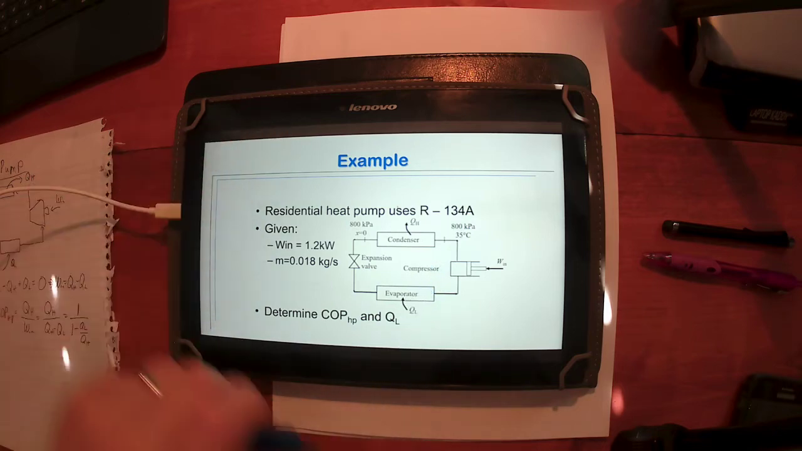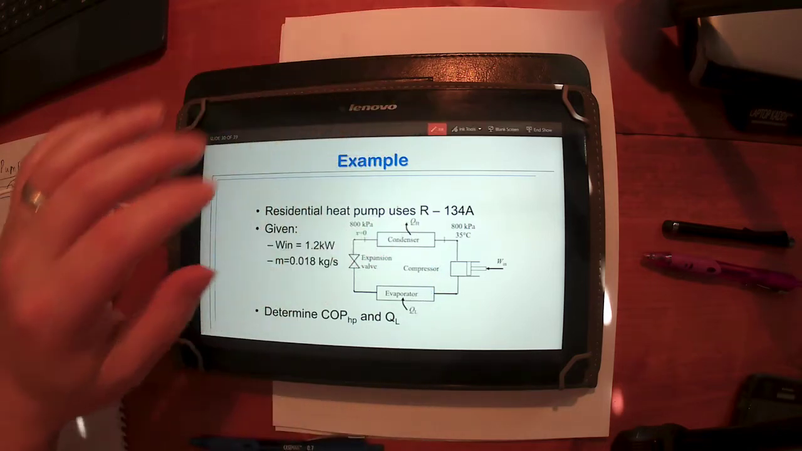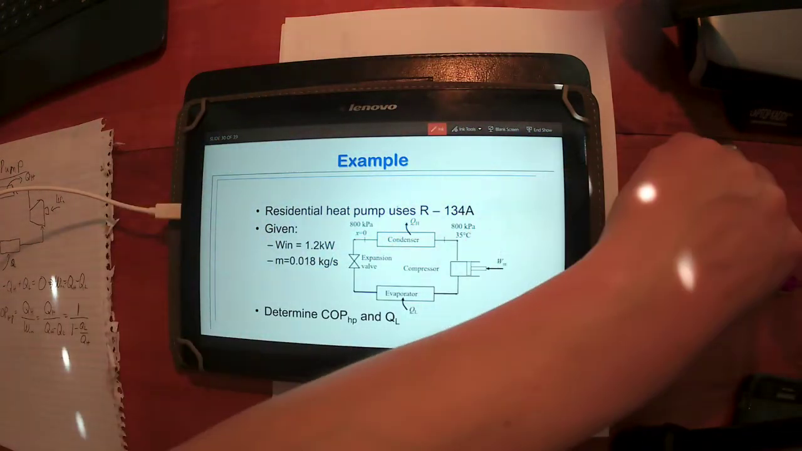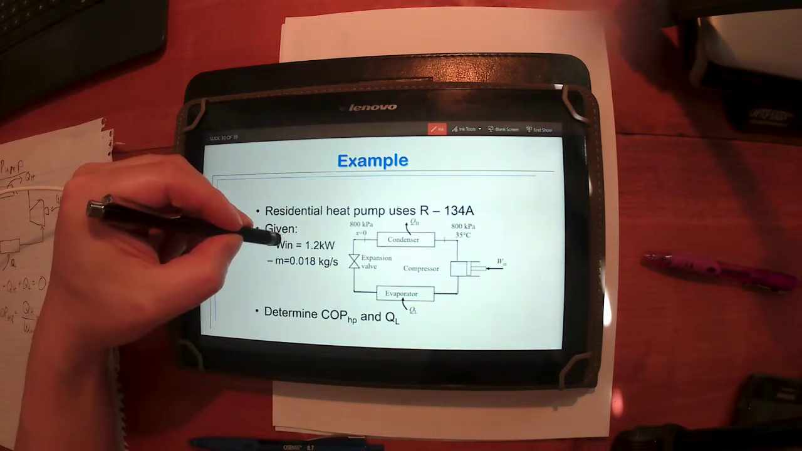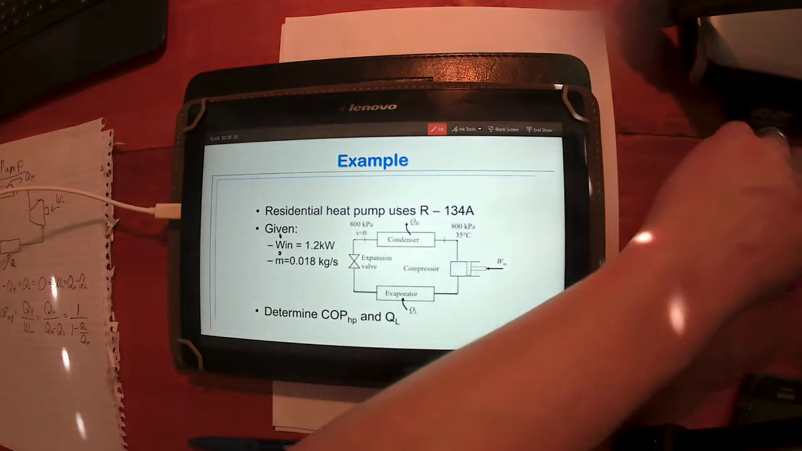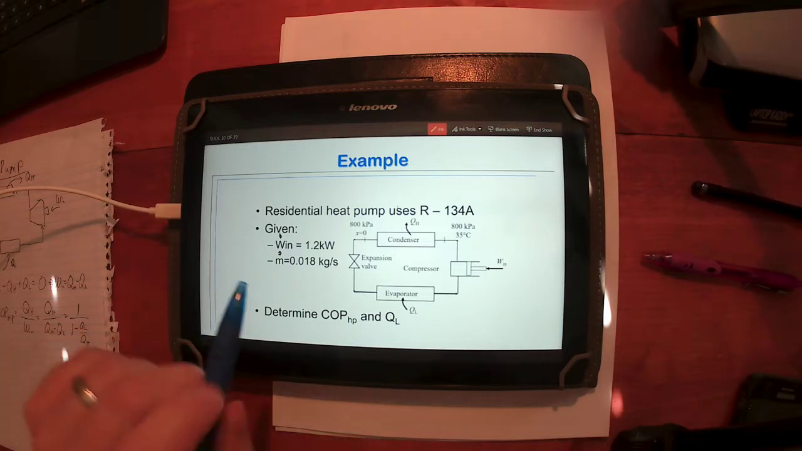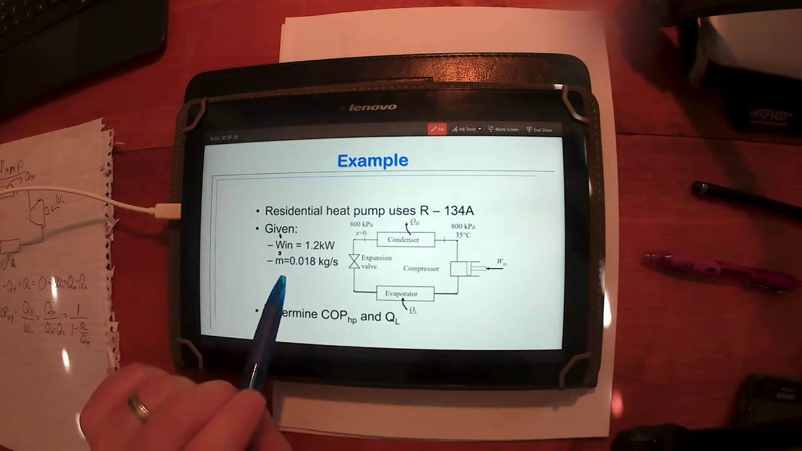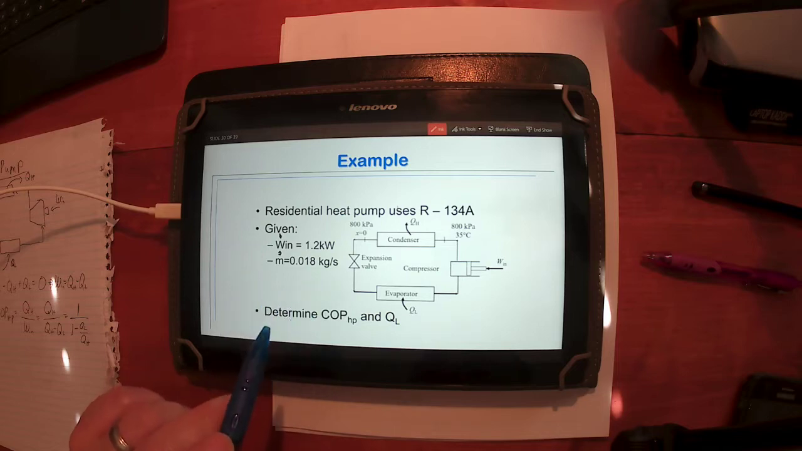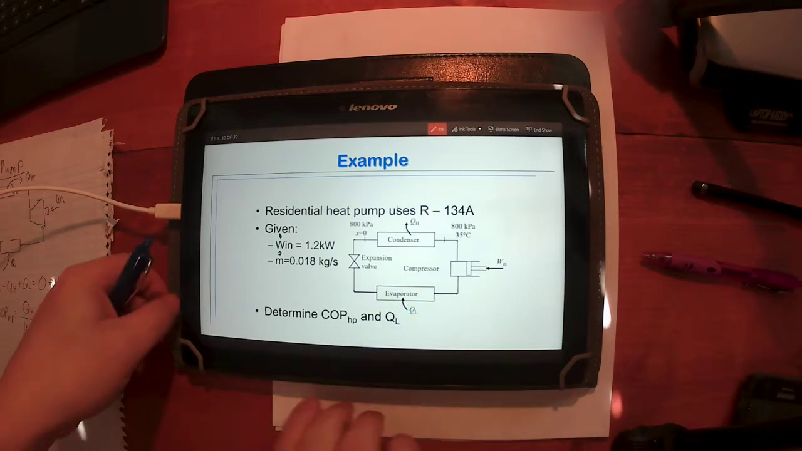The power input there, and I couldn't put dots on these very easily, that's a W dot and an m dot because those are per unit time. So the power input to the compressor is 1.2 kilowatts. The mass flow rate is 0.0818 kilograms per second. We want to find the coefficient of performance for the heat pump as well as this QL.